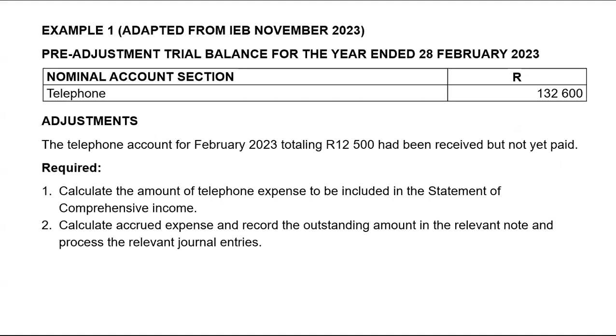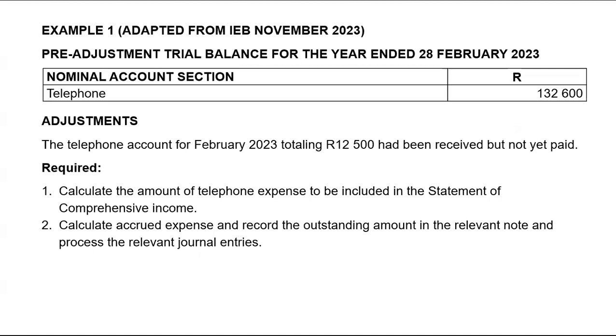Let us look at this example here. The end of the financial year is the 28th of February 2023. Telephone account is 132,600. That's how much we have paid towards the telephone account. Then they say the telephone account for February 2023, totaling 12,500, had been received but not yet paid. That 12,500 is what we call accrued expense, which is a current liability. It means that 132,600 is what was paid, and it was underpaid by 12,500.